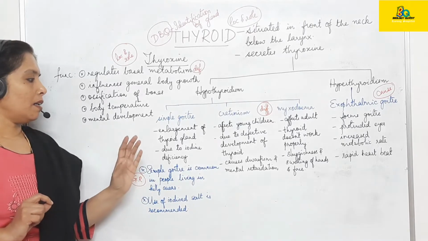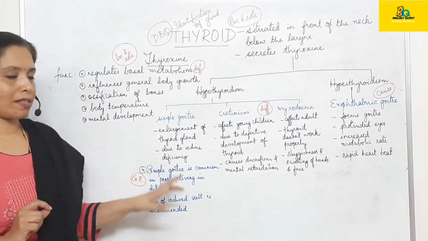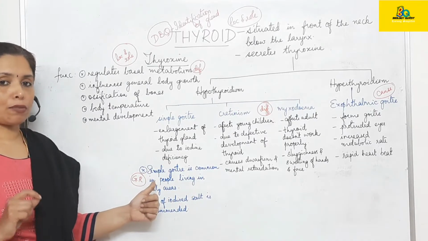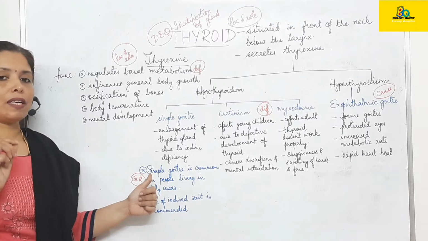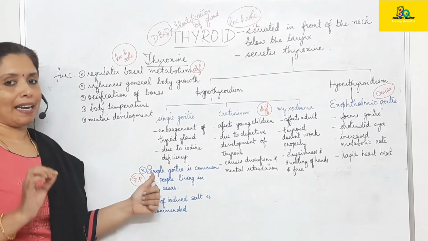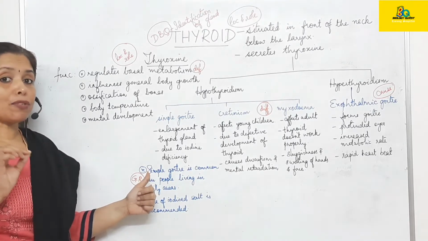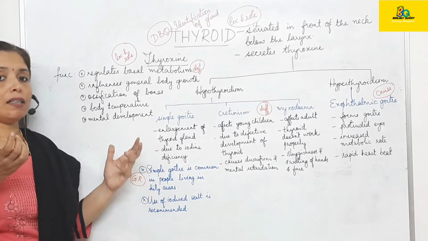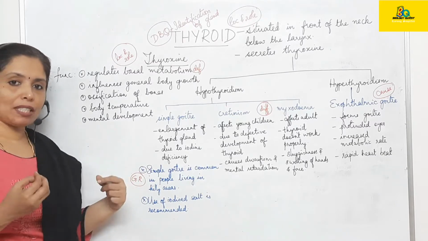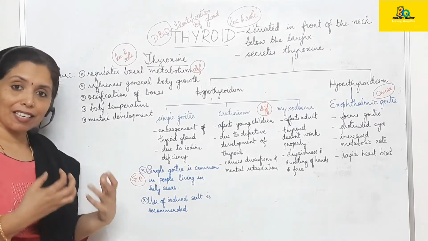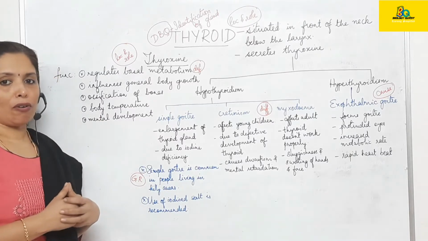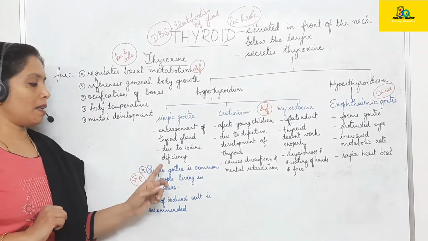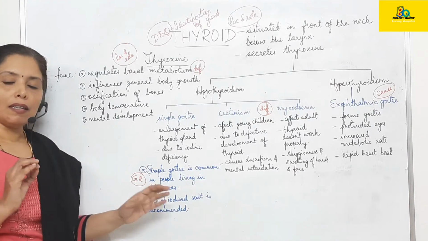Okay, here you can expect to give reasons. One is, simple goiter is common in people living in hilly areas. What is the reason? In hilly areas, the diet is deficient in iodine. Seafoods are rich in iodine. In hilly areas, people do not get seafoods, so the diet is deficient in iodine. Iodine is necessary for the formation of thyroxine hormone. So that is the reason why simple goiter is common in people living in hilly areas.